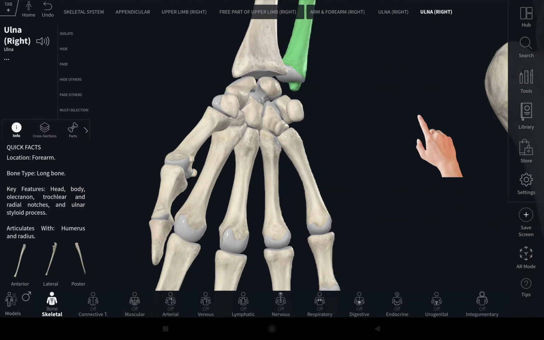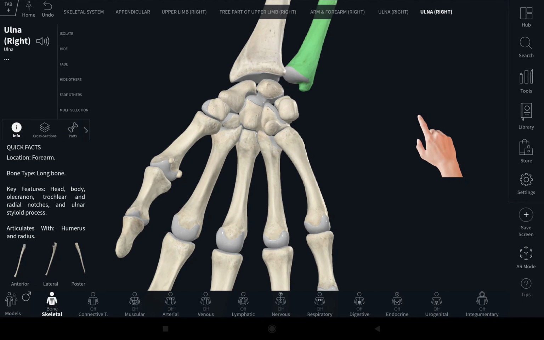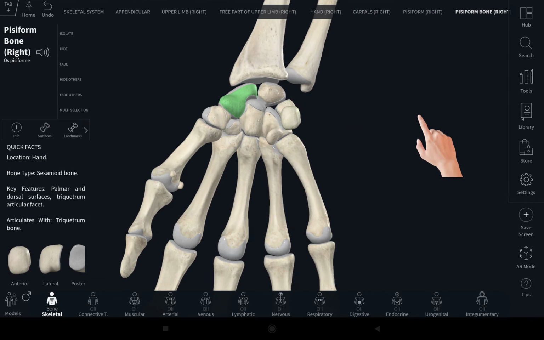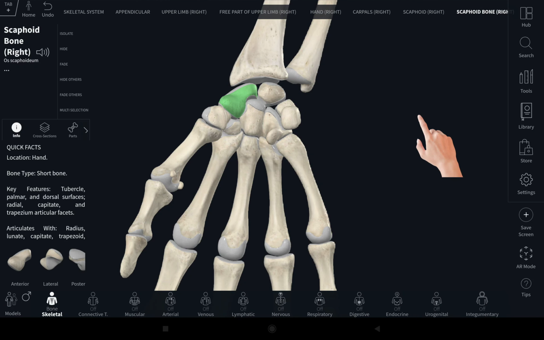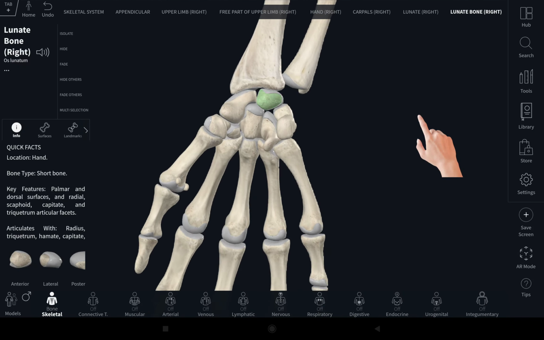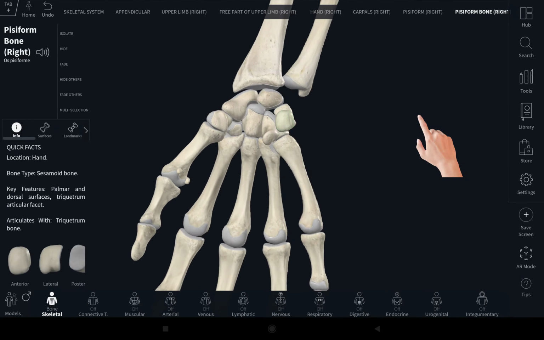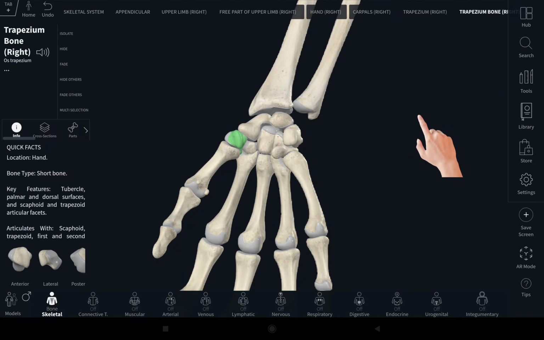There are some small bones connecting your hand with the forearm. They are the carpal bones. They are eight in number. This is the pisiform bone. This is the scaphoid bone. This is the lunate bone. This is the triquetrum bone. And this is the trapezium bone. This is the trapezoid. This is the capitate. And this is the hamate. These are the 8 carpal bones of your hand.